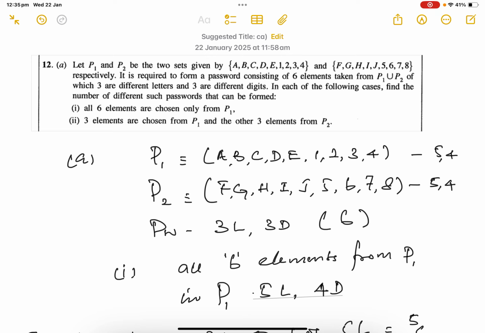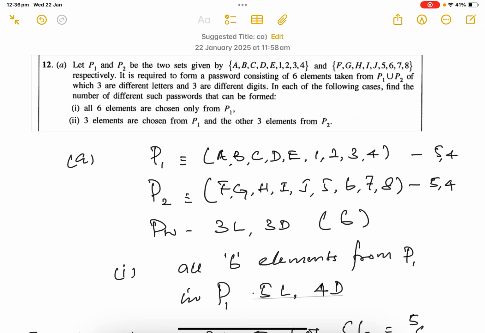Another past question, a part of a past question on combination and permutation. Let P1 and P2 be the two sets given by A, B, C, D, E, 1, 2, 3, 4 as one set, and F, G, H, I, J, 5, 6, 7, 8 as another set, respectively. It is required to form a password consisting of 6 elements taken from P1 and P2, of which 3 are different letters and 3 are different digits.